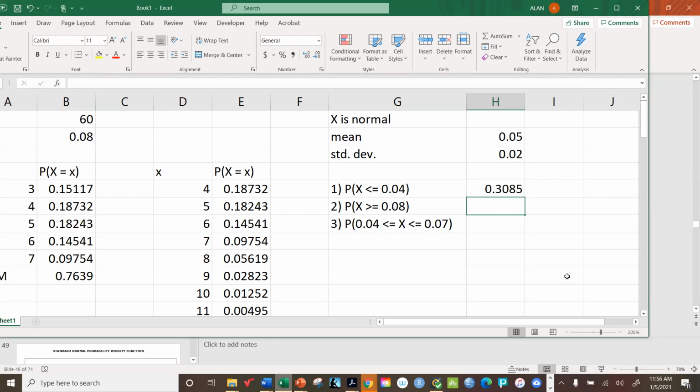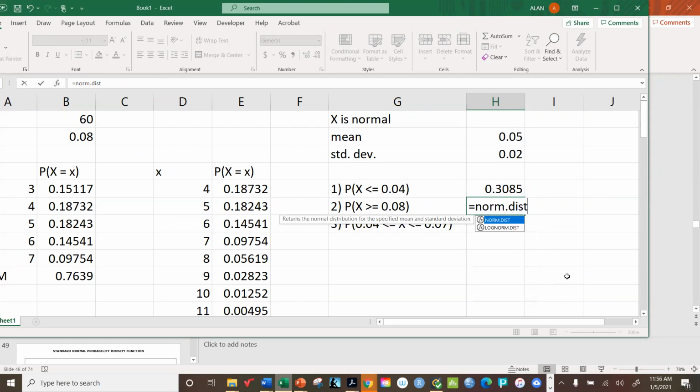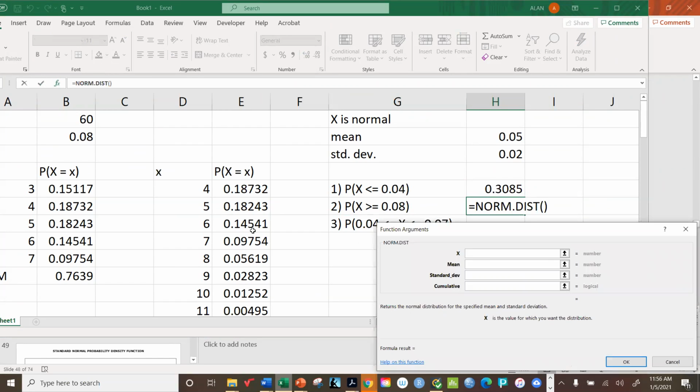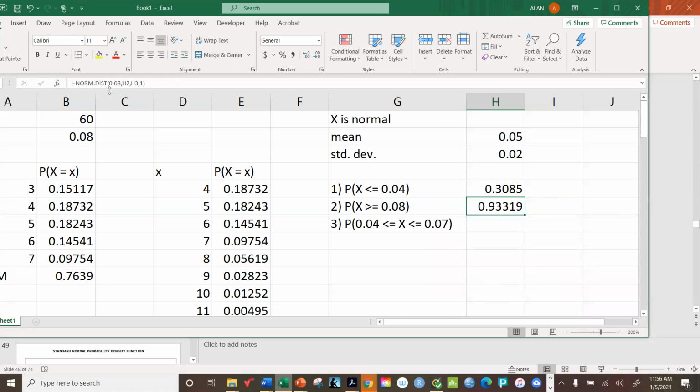How about greater than or equal to 0.08? So we'll use NORM.DIST again, and x itself is 0.08. Okay, there's just one problem here. This is less than or equal to, so this is not going to give us the correct answer. What we have to do is one more step, which is to subtract it from 1. There we go. Because this function NORM.DIST only shows less than or equal to, just like our charts.